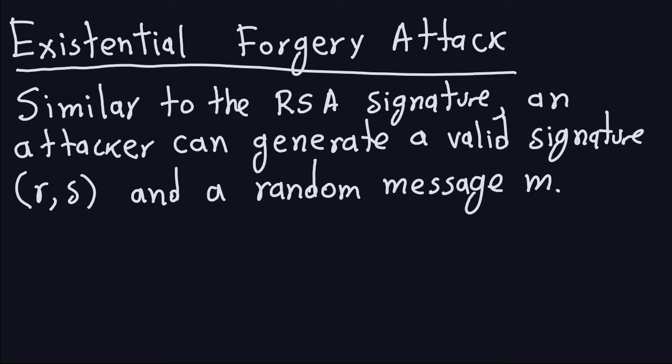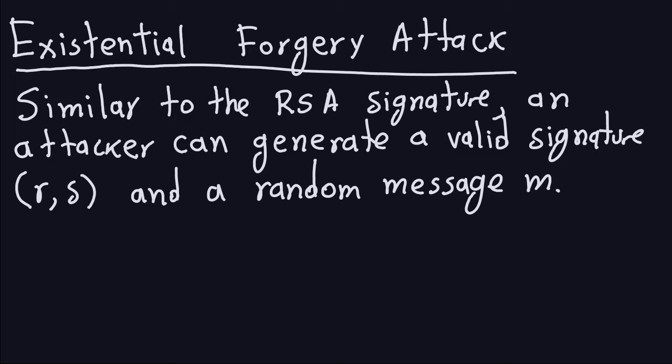Hello and welcome again. In this video, we'll talk about another attack on the ElGamal signature. This is going to be similar to the one we did for the RSA, and it actually has the same name. It's called the existential forgery attack. As I mentioned, this is similar to the RSA signature attack in the sense that the attacker can actually generate a valid signature.